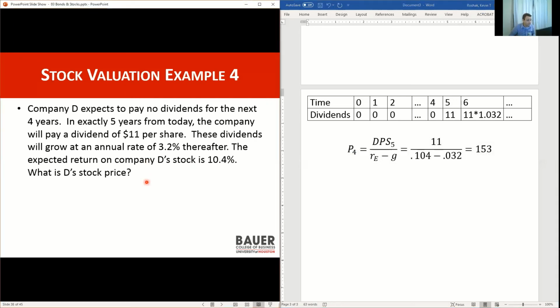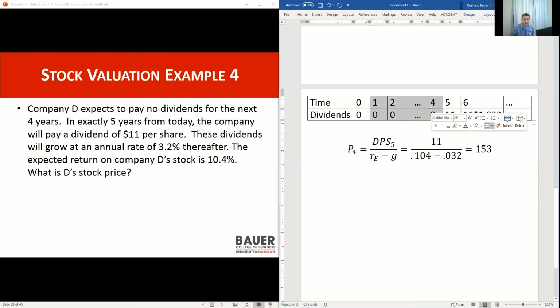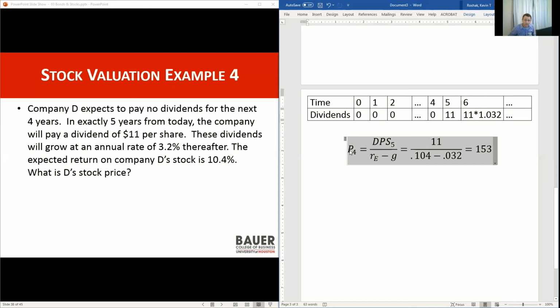This problem is asking for the stock price today. What is the price today of all of these cash flows? Well, what's the value of the cash flows from time 1 to time 4? Well, you're not getting any cash flows, so the value of that should be 0. The only cash flows you have to worry about are at 5, 6, and through infinity, and those are summarized here. Those are summarized in the price of the stock at time 4.